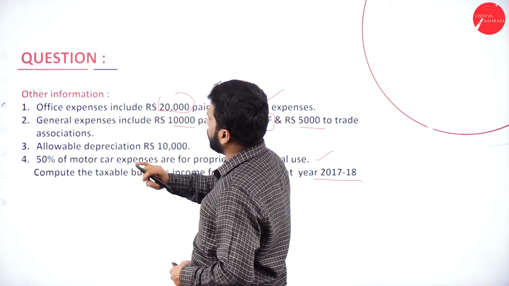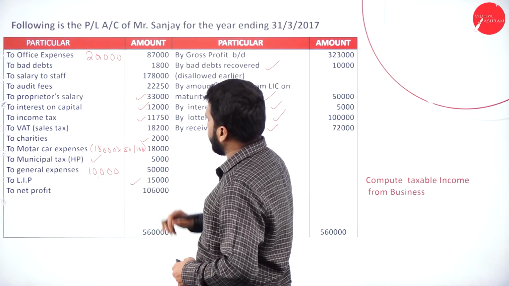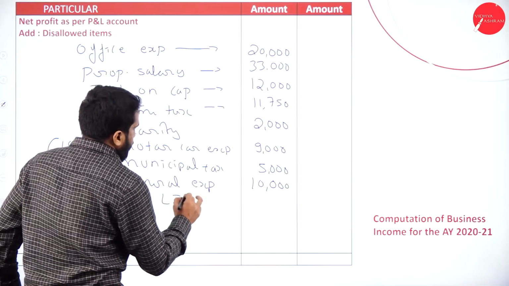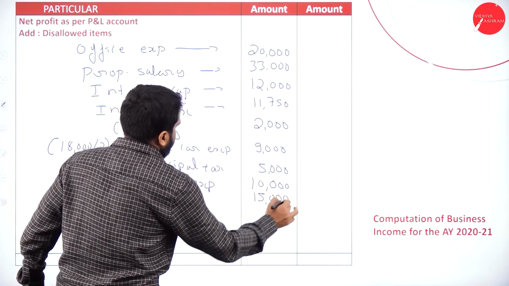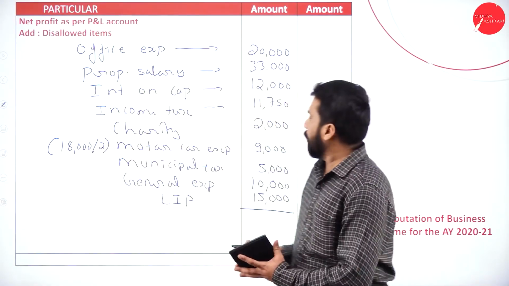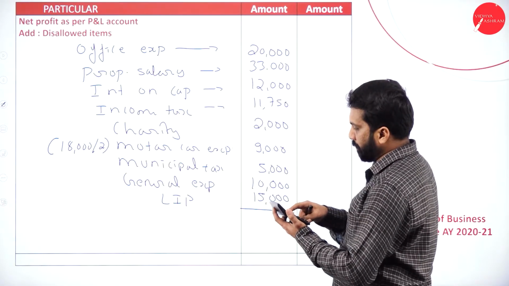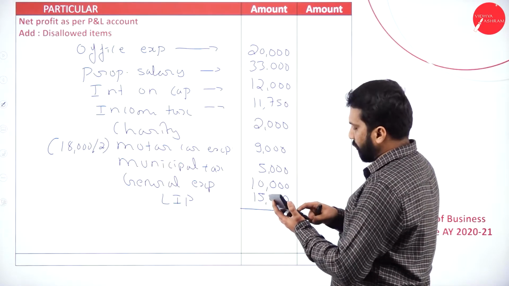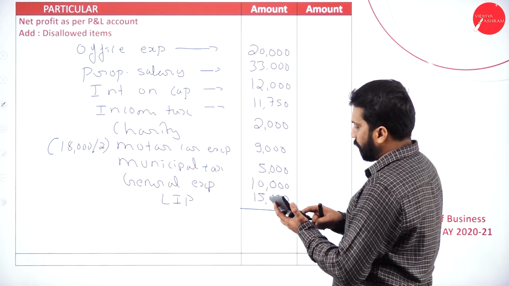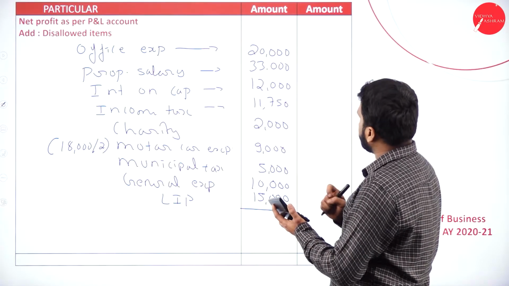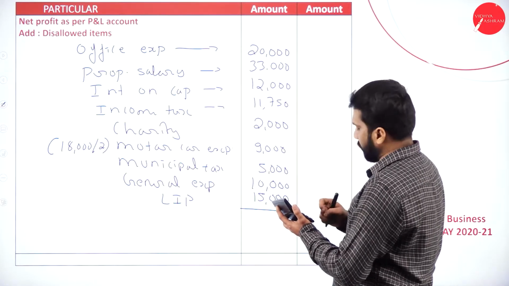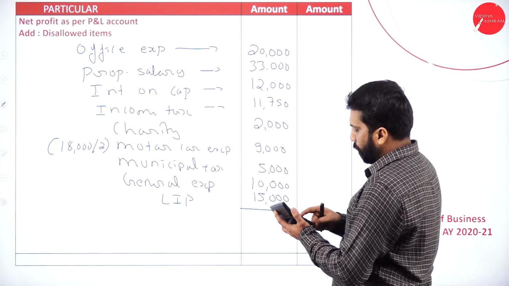After general expenses, yes, LIP is there. How much? 15,000. These are the expenses which are not part of your business. Now, we'll add everything. 20,000 plus 33,000 plus 12,000 plus 11,750 plus 2,000 plus 9,000 plus 5,000 plus 10,000 plus 15,000.